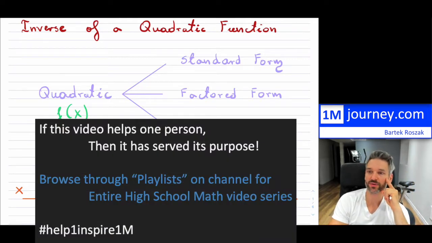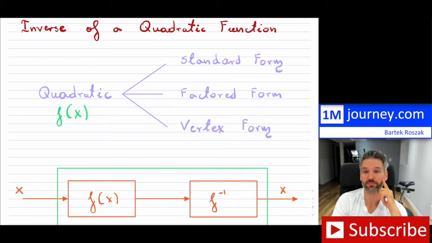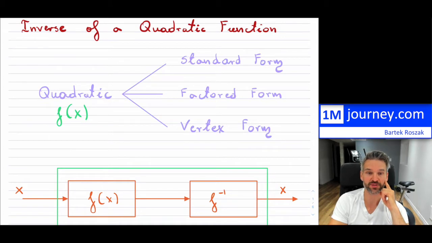We're going to talk about the inverse of just a quadratic function. Now, the assumption in this video is that you have at some point gone over quadratics, and you certainly have quadratics in different forms. So for example, standard form, factored form, and vertex form. And my goal is going to be to try to hint at how you find the inverse in all of these three different forms.